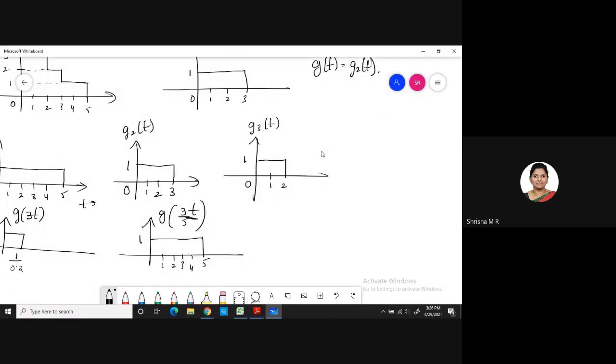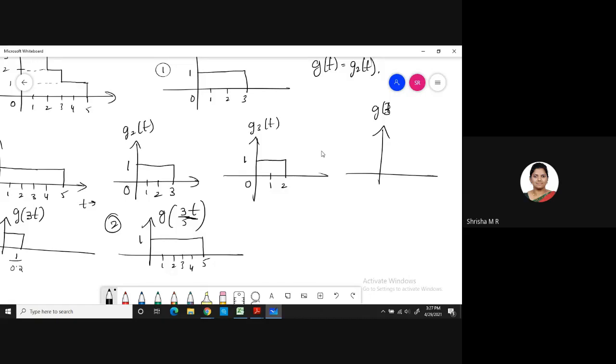So this is the first one. This is the second, G of 3t by 2. Correct? So first what you have to do is G3 of t. I want to write G3 of t in terms of G of t. Now what I have to do is G of t, I'll scale it to 3t.